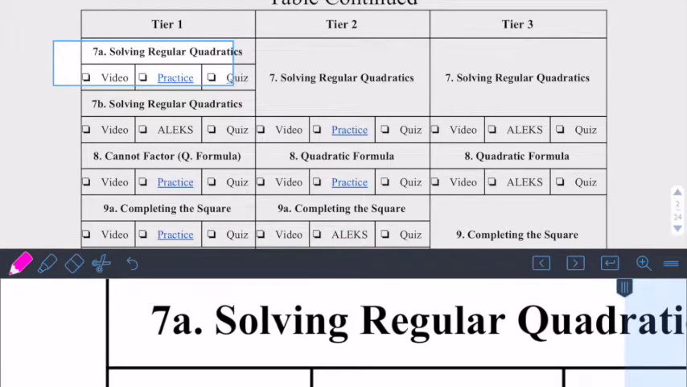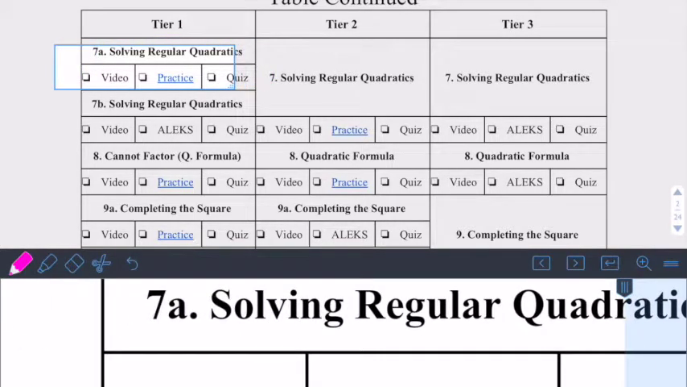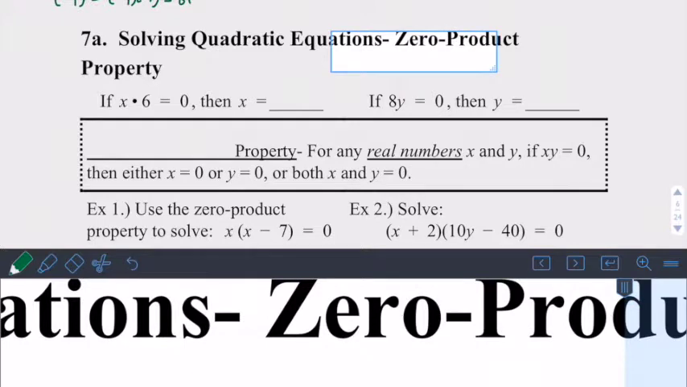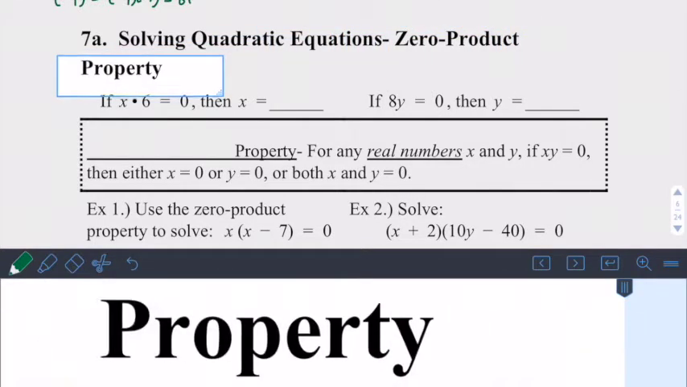This is 7a, solving regular quadratic equations. So this lesson is going to teach us an important property that we're going to apply the entire rest of this chapter, the zero product property.